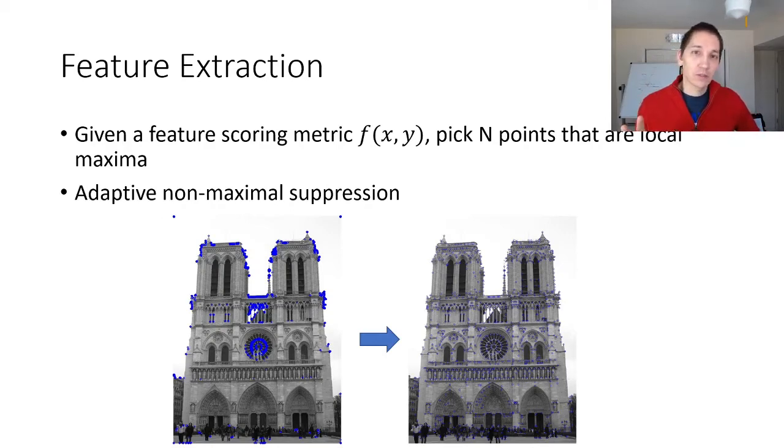Adaptive non-maximal suppression works like this: you take the top feature point, then you suppress the feature scoring metric in a small neighborhood about that point, so you don't produce more feature points very close to feature points that you've already produced. And with this, you get a much more uniform distribution of feature points across your image.